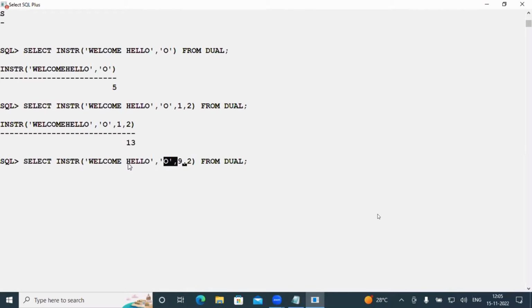Now check it out. From H, count. Yes. Here, what was there? The first occurrence of O is there. From H after, do you have any second occurrence of O? From H after, do you have any second occurrence of O? It is not there. So it is not there means it returns 0. It is not there means my count is 0.